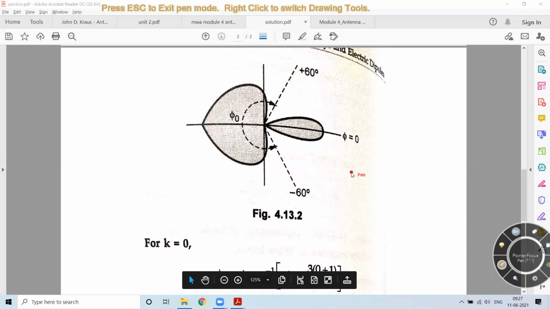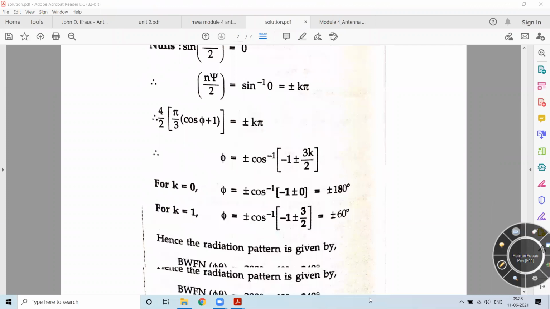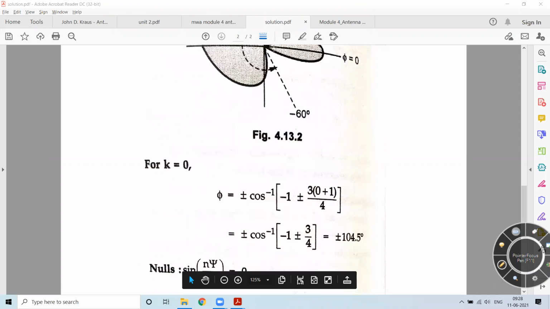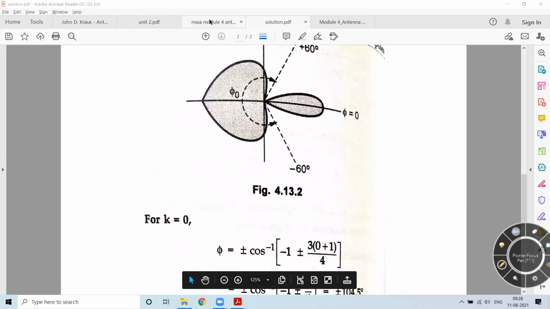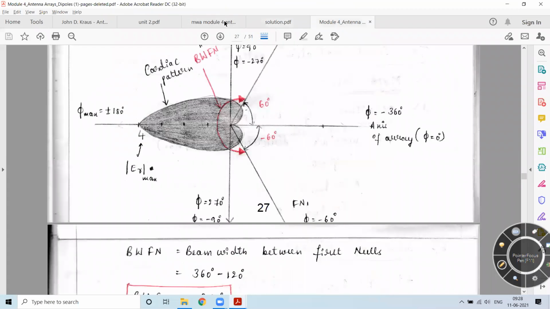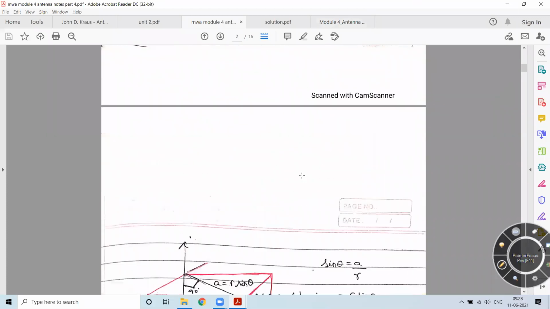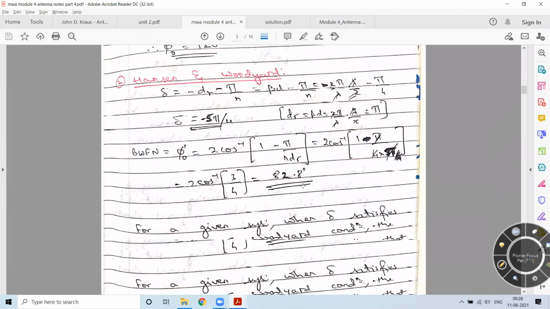And what about the half power beam width? Half power beam width is assumed to be nearly equivalent to half of the beam width between first null. So which is around 120 degrees. So that is what is given over here. Now let us see another problem, and then we can have a clear implication of how this problem can be solved. So we'll consider another problem over here.